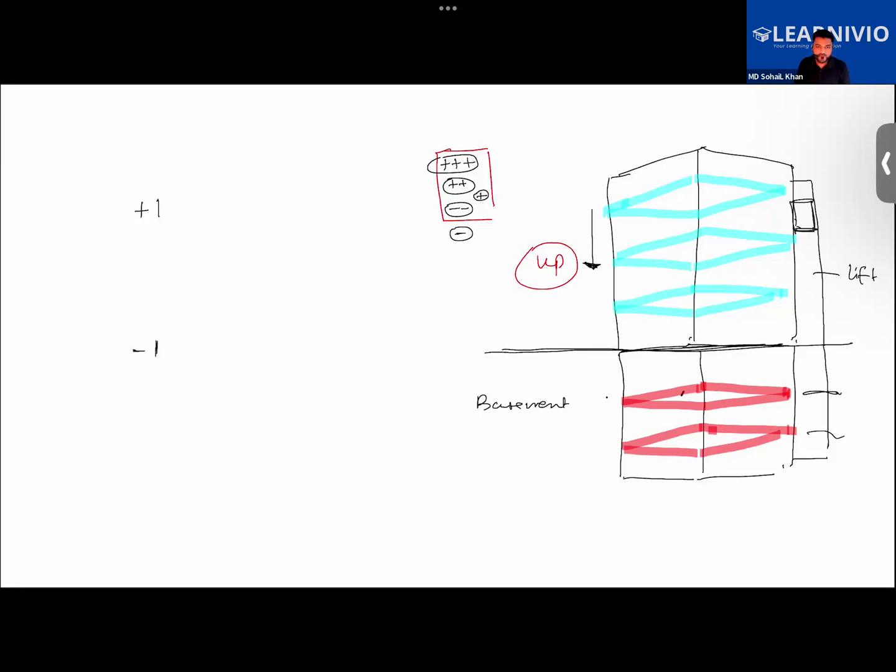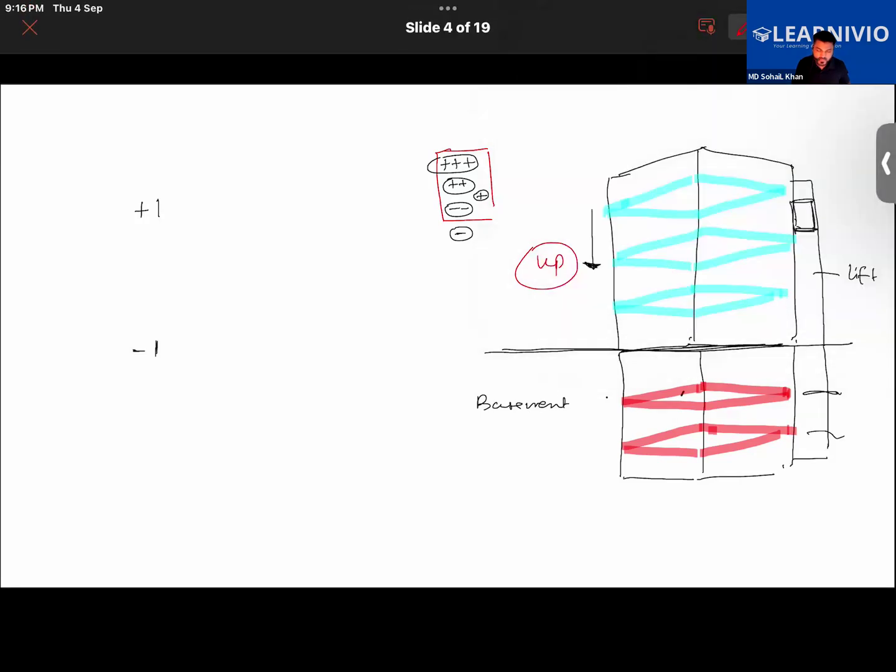Is that thing clear to everyone? So here we are seeing how there's an important role of negative and positive numbers. Getting it, everyone?